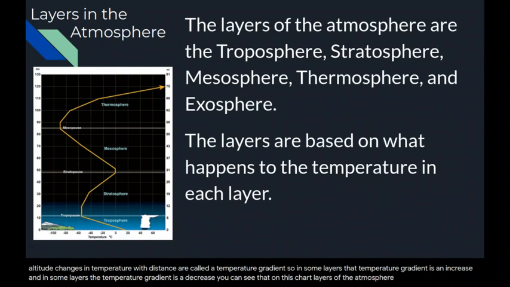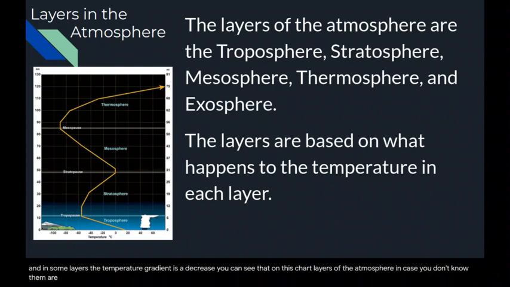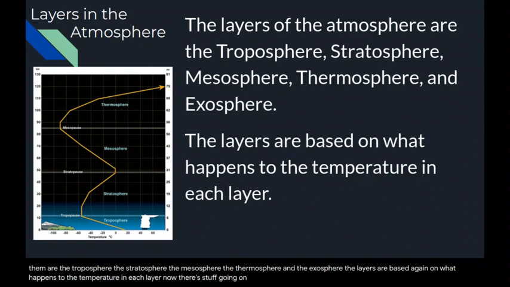The layers of the atmosphere, in case you don't know them, are the troposphere, the stratosphere, the mesosphere, the thermosphere, and the exosphere. The layers are based, again, on what happens to the temperature in each layer. Now, there's a different kind of stuff going on in each layer that we're going to talk about.